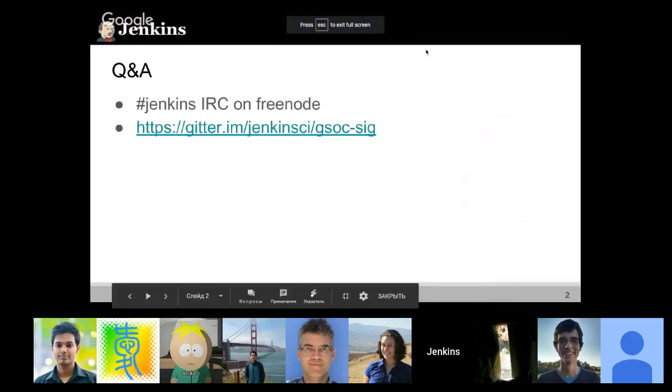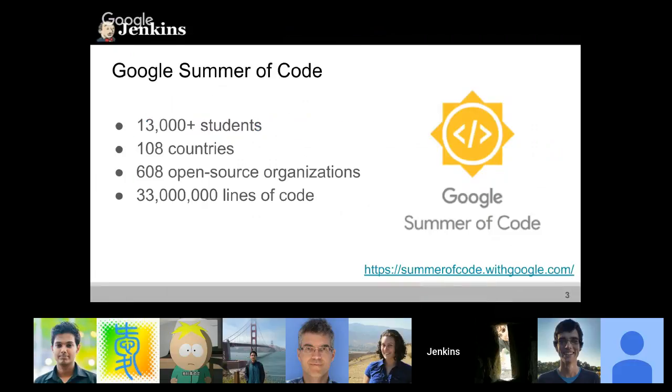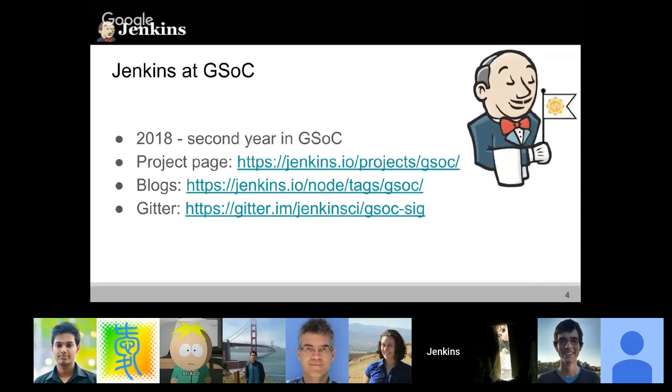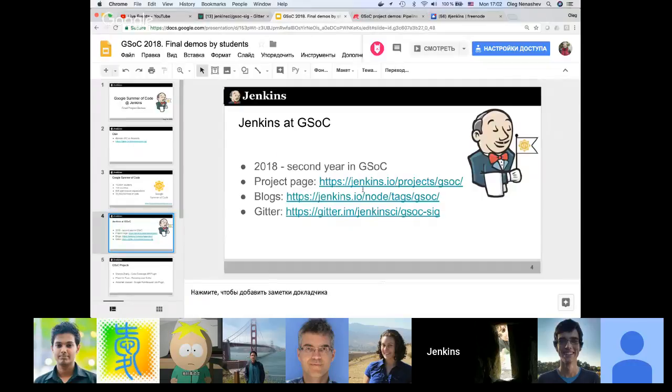So just in case you have never participated in a Google Summer of Code, it's a wide initiative. There are thousands of students and hundreds of open source projects participating each year. And in 2018, Jenkins also participates in the project. We have 3 ongoing projects this year.